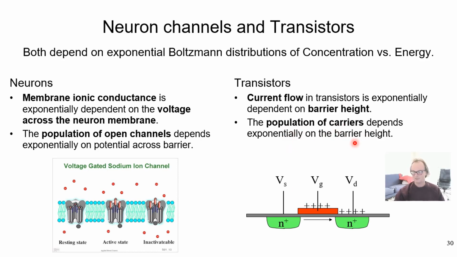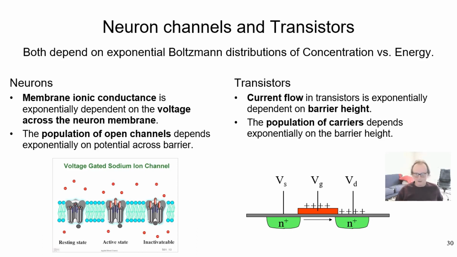So here it's different, right? It's fundamentally different. Here it's the population of open channels that depends exponentially on the voltage. And here it's the population of charged carriers that's exponential with the voltage. So they're both exponential. They both depend on Boltzmann. But one depends on a population of open channels, and the other one depends on a population of actual carriers, electrons or holes. But still, there's that Boltzmann exponential in both, which is kind of fundamental thermal physics. And so that was a big motivation to look at neuromorphic engineering in the beginning.